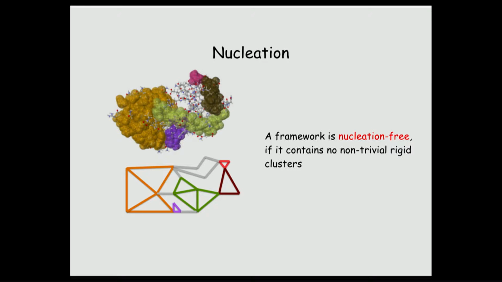So a framework, we say that a framework is nucleation-free if it contains no non-trivial rigid clusters. And trivial, for instance, in 2D are the bars. In 3D would be triangles or tetrahedra. Those are trivial. And if you have larger than that, you say that there is nucleation there. So the point is that nucleation-free frameworks exist in every dimension. These are the most challenging ones.